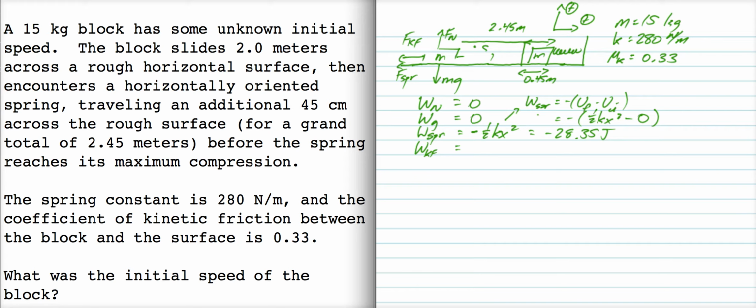Work done by kinetic friction is going to be the force of kinetic friction times the displacement times cosine 180, right? Because kinetic friction points to the left and displacement points to the right. So turning that cosine 180 into a minus sign, I get minus 0.33 times the normal force times the total displacement, which is 2.45, right? We're using 2.45, not 2, and not 0.45, because this entire surface that the mass moves on is rough, all the way down to the spring, so we've got to include the complete displacement.